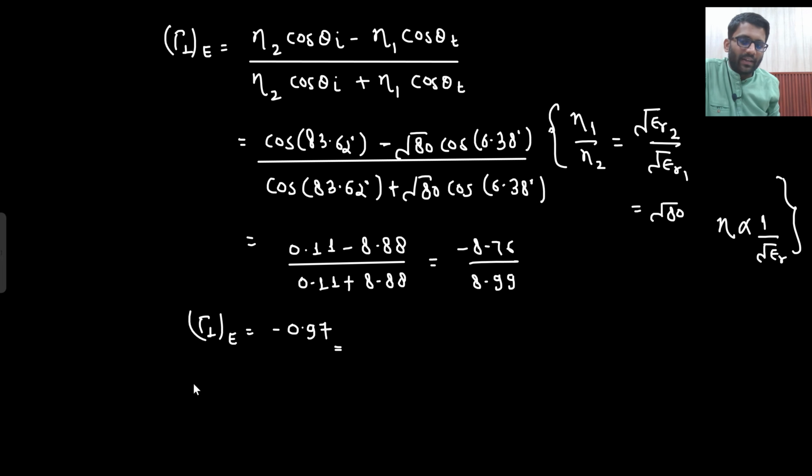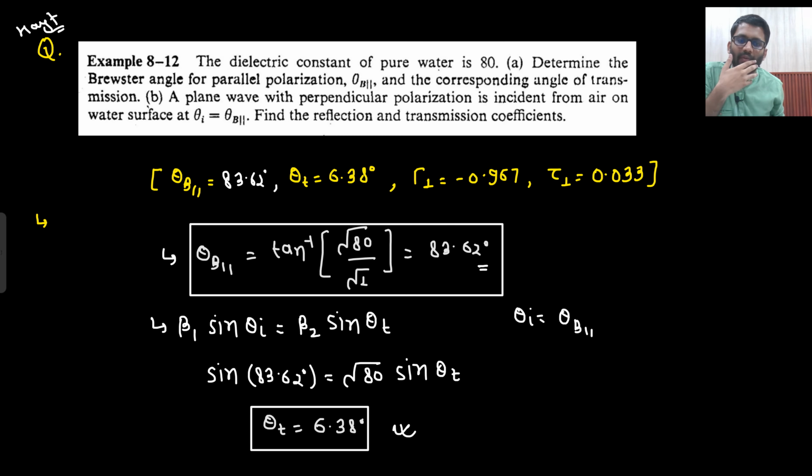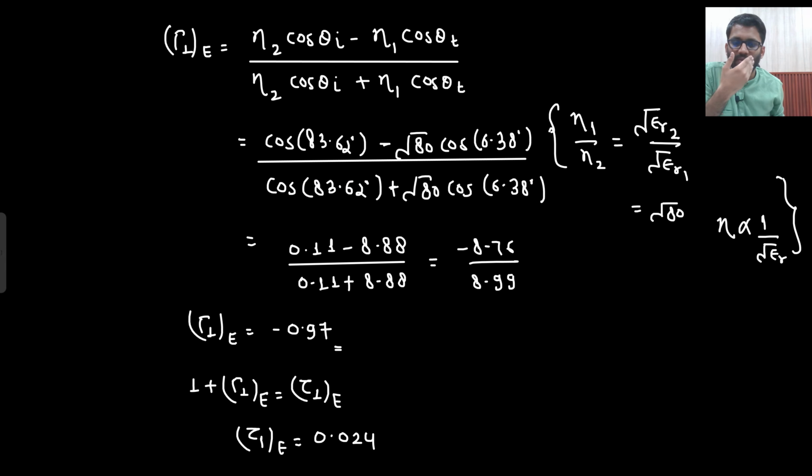And if you need to find the transmission coefficient, what is the formula? In case of perpendicular, E is happy. So this will be the formula. Simply, if you add 1, that answer will be your final answer. Okay, so 0.024, 0.024. What happened to this? 0.967.